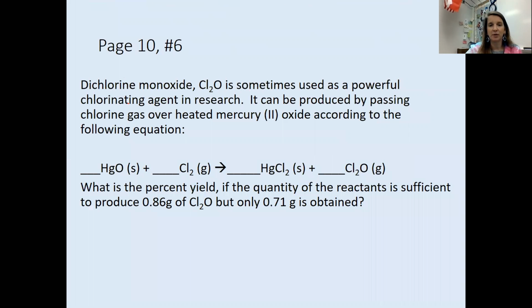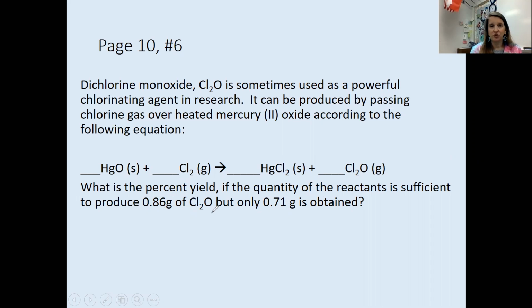I'm going to let you guys do this problem on your own. Actually, I'm going to talk about this one. So first off, our reaction is already balanced. Now, when you look at this, it says, what is the percent yield if the quantity of the reactants is sufficient to produce 0.86 grams of Cl2O, but only 0.71 grams is obtained? So we're already balanced. Like I said, it tells us that it was sufficient to produce 0.86 grams of Cl2, but only 0.71 grams is obtained.